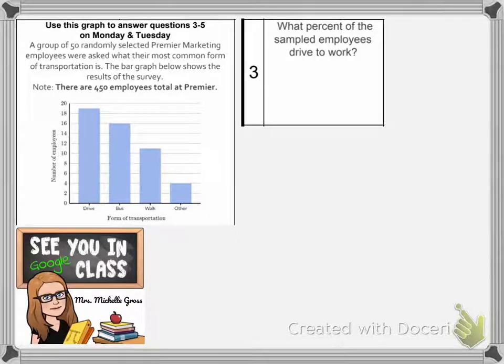And so if we look here, here's drive. And reading the graph, it looks like there are 19. And from the reading at the top, we know that there are 50 employees selected. So 19 out of 50 were selected, or said that they drive to work. And the question is, what percent of that?